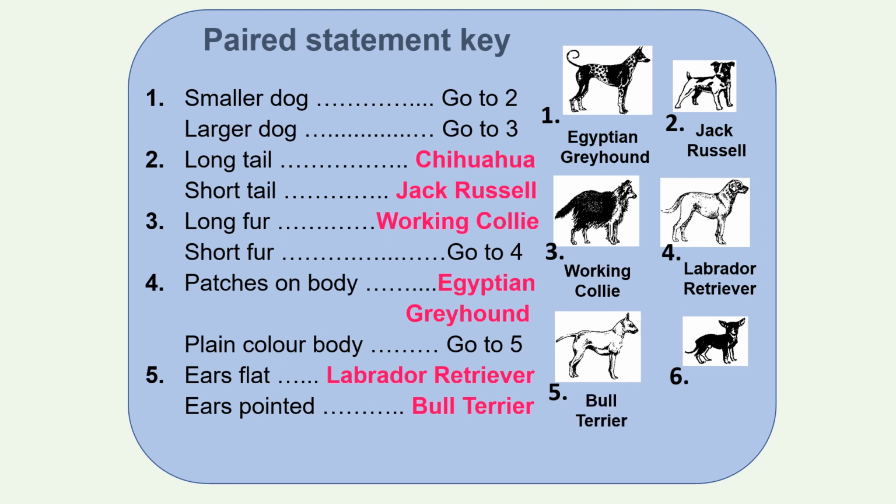And number 5 is a Bull Terrier, so its ears are pointed. It's got a plain coloured body. It's got short fur and it's a larger dog. And then the last one is a Chihuahua, because it's got a long tail and it is a smaller dog. Well done if you managed to make your own paired statement key, because they're quite tricky to do.